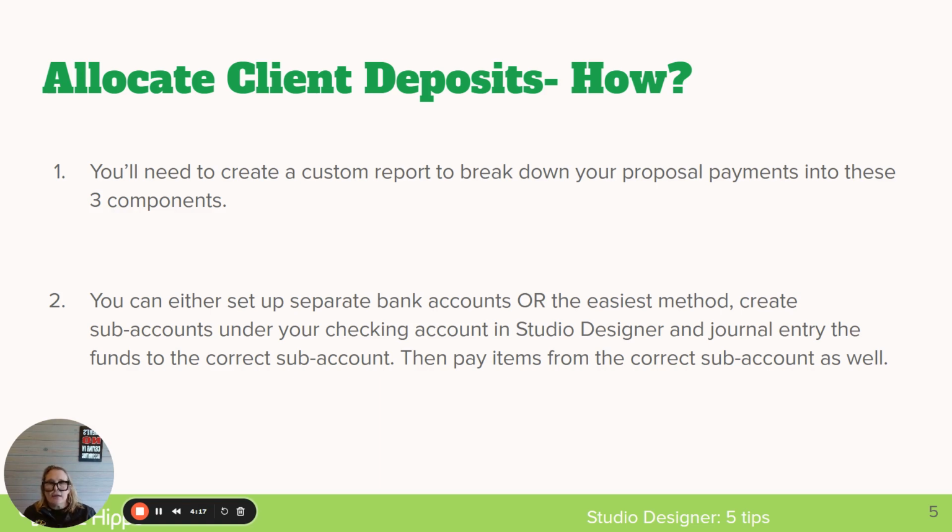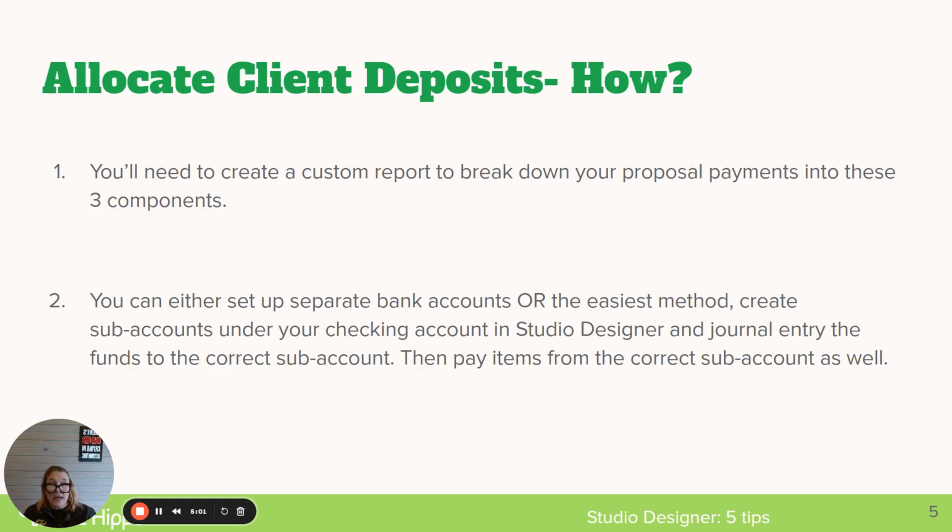And you can handle that allocation a couple of different ways. You could set up separate bank accounts and transfer the funds around, though that's not my preferred method, because I'm afraid you just run into extra banking fees. It would be easy not to remember to transfer funds, etc. The easiest method in my mind would be to create sub-accounts under your checking account in Studio Designer. And once you record the client deposit payment and apply it accordingly in Studio Designer, you could then make a journal entry to the correct sub-account to show the allocation into purchase price, sales tax, and profit.